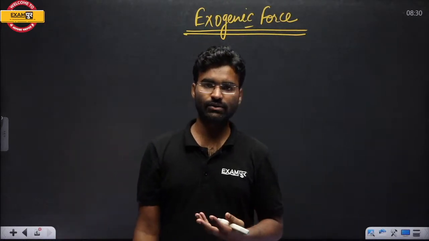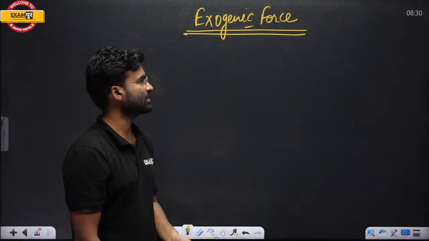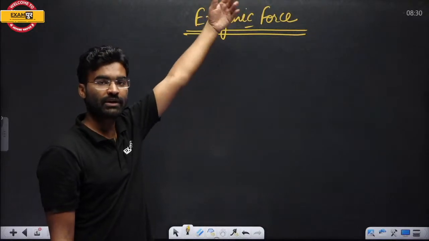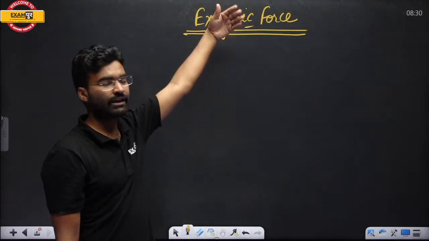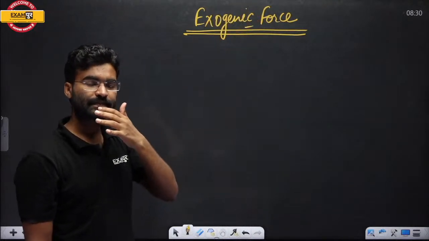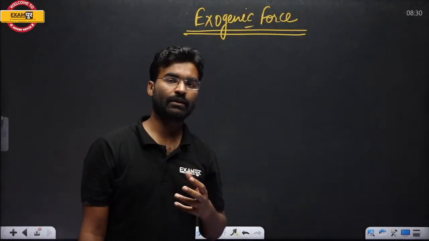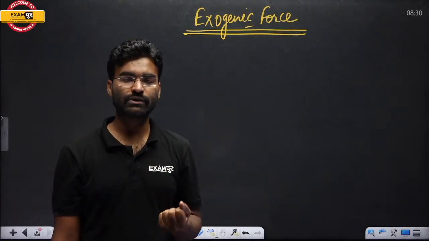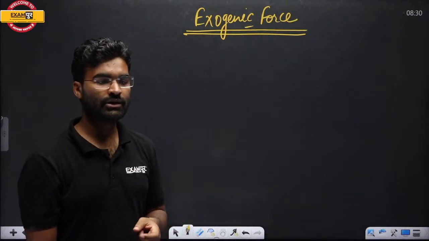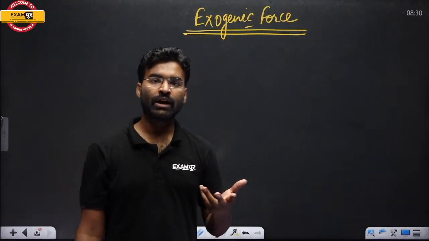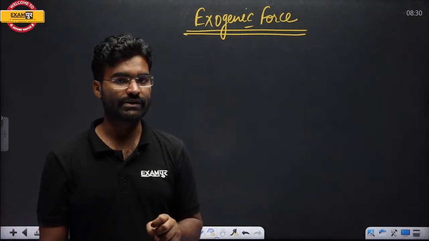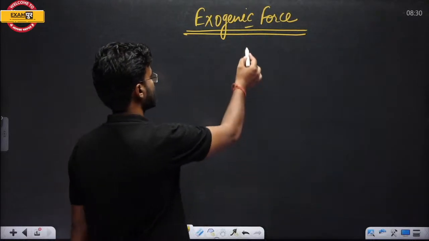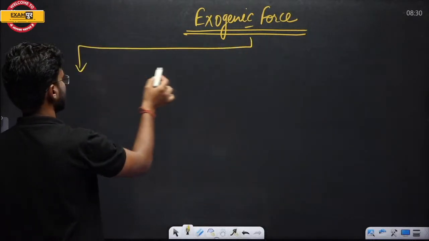So due to the exogenetic process, what are the exogenetic forces? They are the forces which are working over the earth's surface. That means the responsible agents for those forces, you can say the agents working over the earth surface, like moving water and other things. So exogenetic forces are the forces which are working over the earth surface.